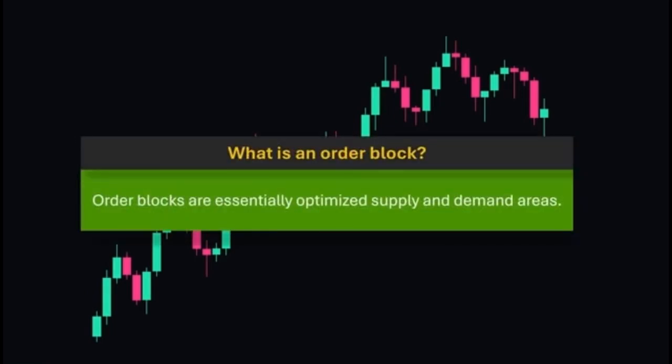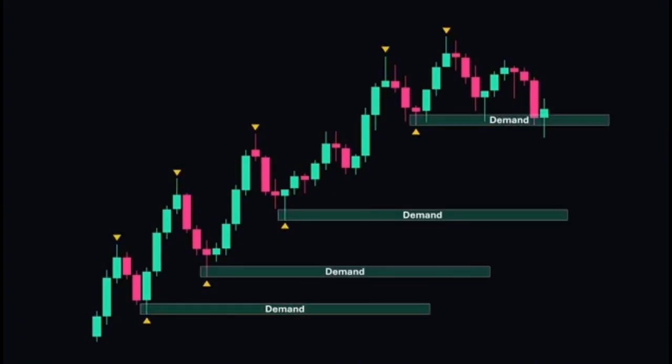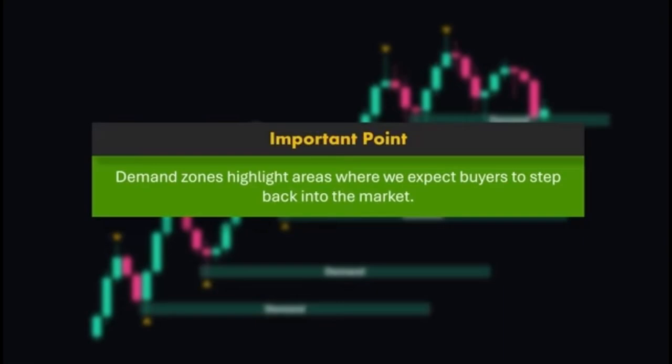Order blocks are essentially optimized supply and demand areas. From basic price action, we know that the market always moves in impulsive and corrective waves, driven by the behavior of market participants. We identify the starting point of an impulse as a demand zone. This is because in that area, traders previously entered long positions with a purpose. If the price returns to the demand zone, there's a higher probability they will buy again. Simply put, demand zones highlight areas where we expect buyers to step back into the market.